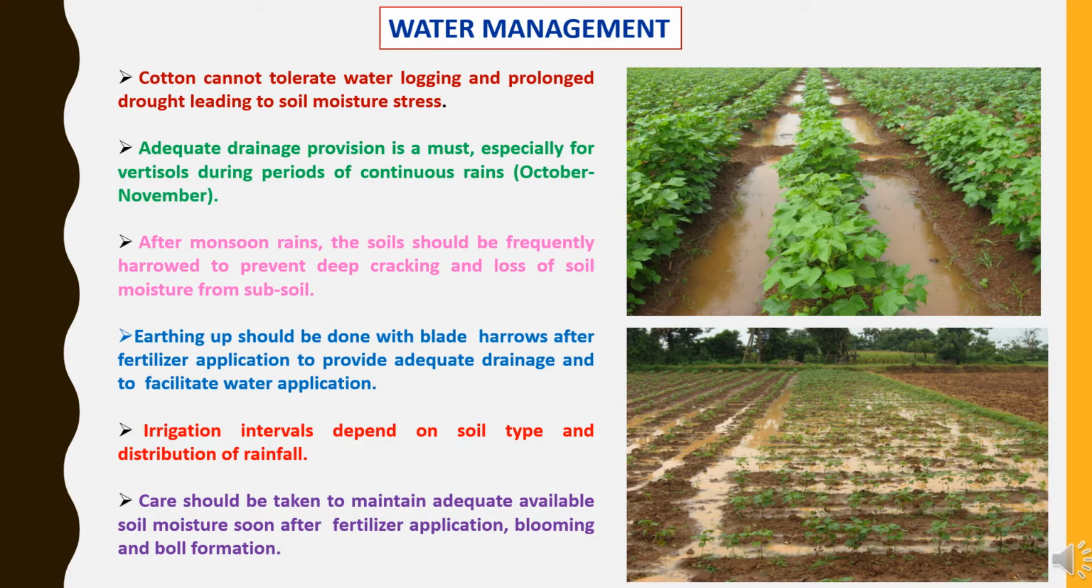Now water management. The cotton crop cannot tolerate waterlogging condition, and prolonged drought also leads to soil moisture stress. Adequate drainage provisions should be there, and after monsoon rains there should be a drainage facility, and earthing up should be done with a blade harrow after fertilizer application to provide adequate drainage and to facilitate water application. Irrigation interval depends on the soil type and distribution of rainfall, and care should be taken to maintain adequate available soil moisture soon after fertilizer application and during blooming and ball formation.